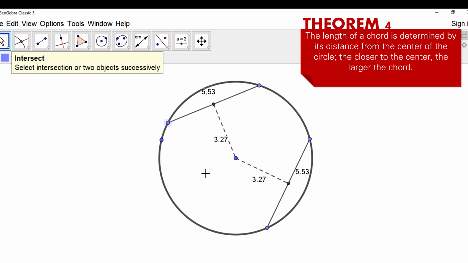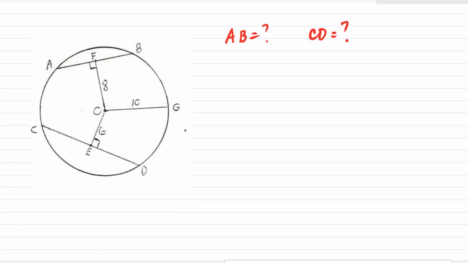So this is theorem number 4. Yung chord na mas malayo sa center ay mas maliit. Something like that. Okay na yan. Let's have this last one for the theorems on chords and diameters. We're going to look for AB and CD. Now, ang question sa libro, sino daw mas mahaba, si AB or si CD?